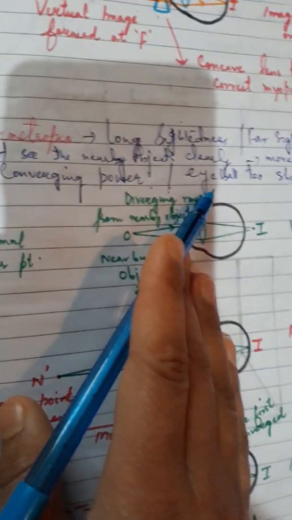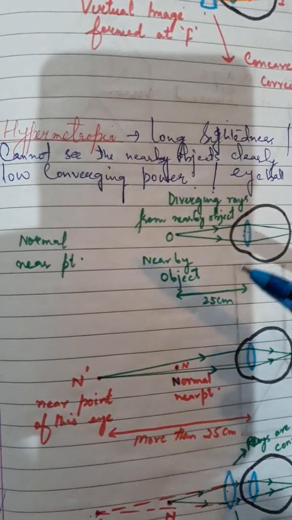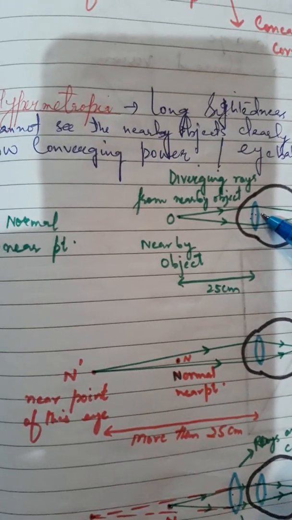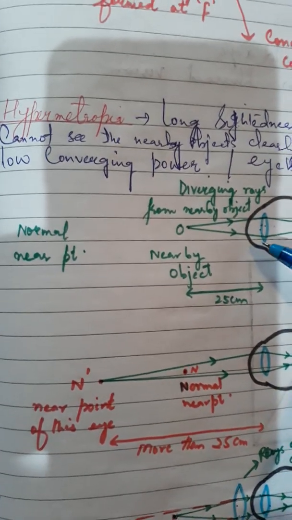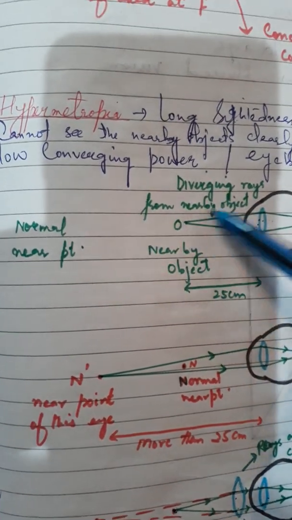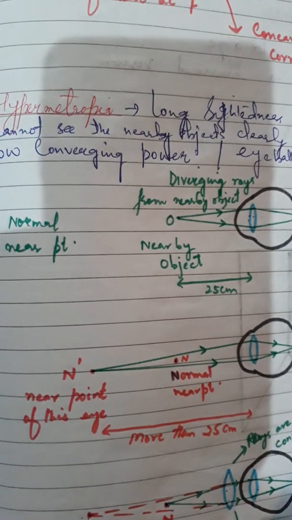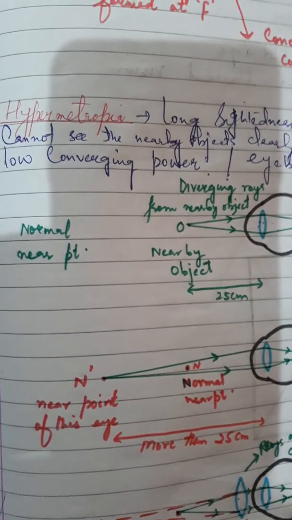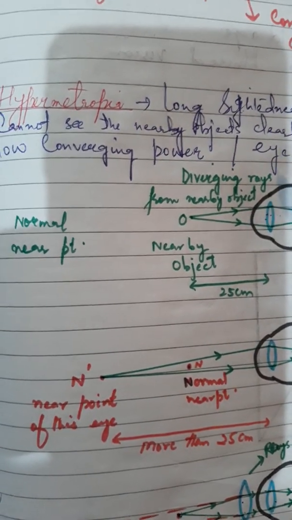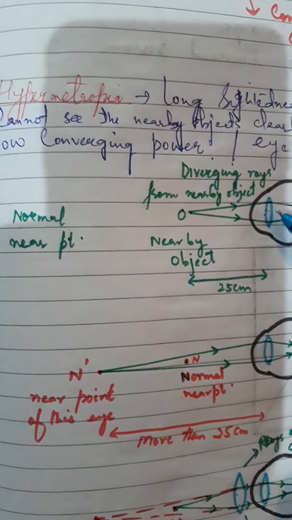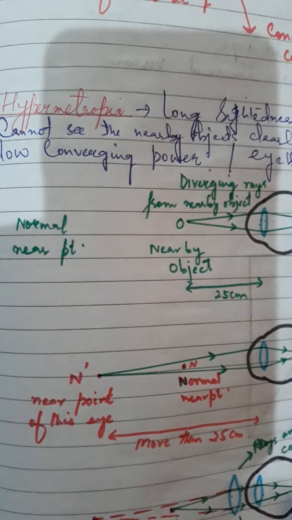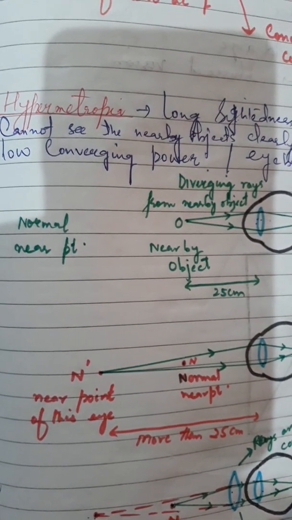Now what happens in some cases, the ciliary muscles attached to the eye become weak and cannot make the eye lens thick to increase its converging power. So due to low converging power in an eye suffering from hypermetropia, the image of nearby objects is formed behind the retina, not at the retina, and hence the eye cannot see it clearly. In other cases, the eyeball is too short, the distance between the eye lens and the retina is less, again due to which the image is formed behind the retina.